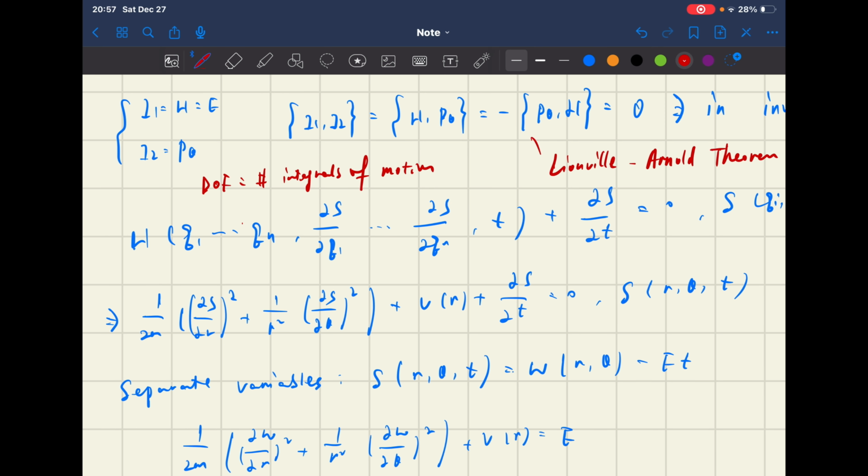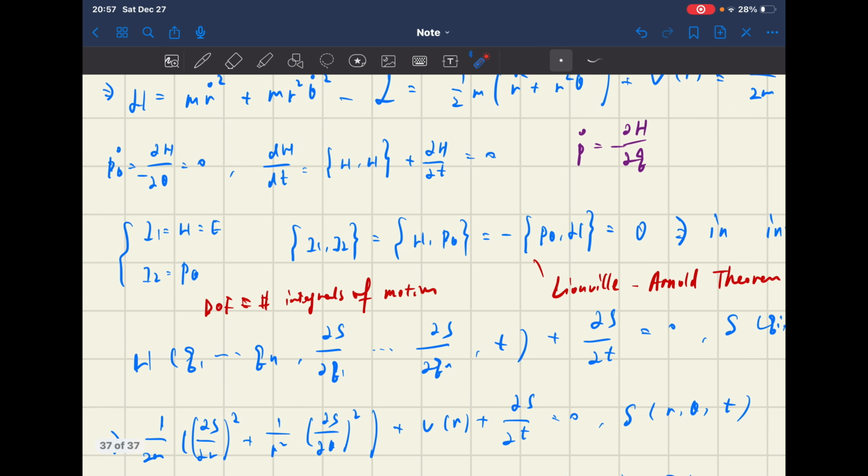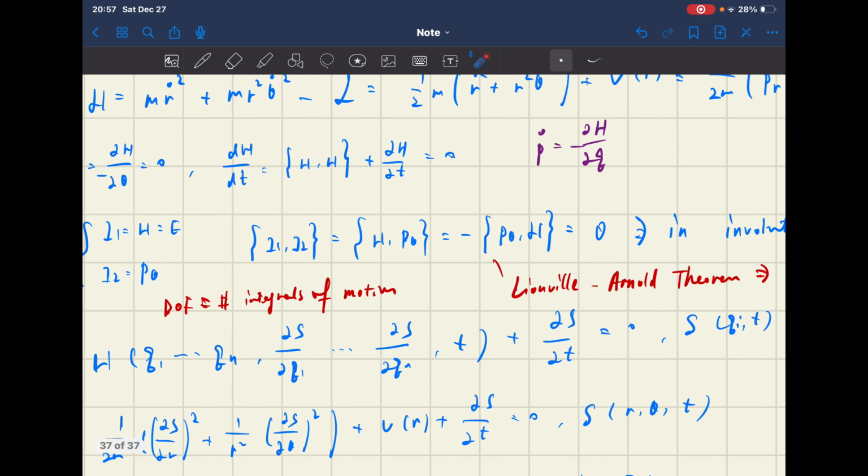So let's check in this case. The degree of freedom is 2, because we only need 2 coordinates to describe the location of a particle, and the number of integrals of motion, which means conserved variables, is 2 as well, since we already have p_theta, which is conserved, and the Hamiltonian H itself is conserved as well.